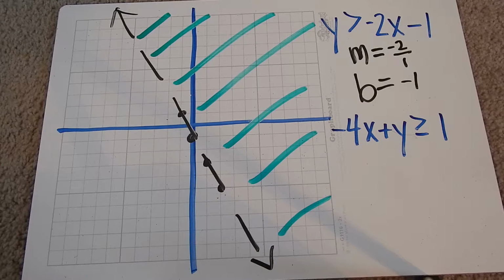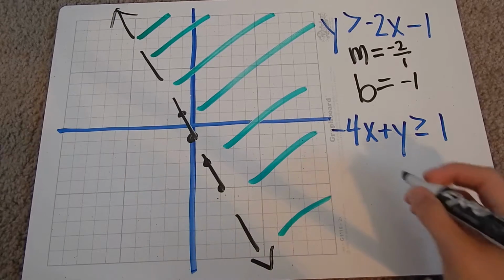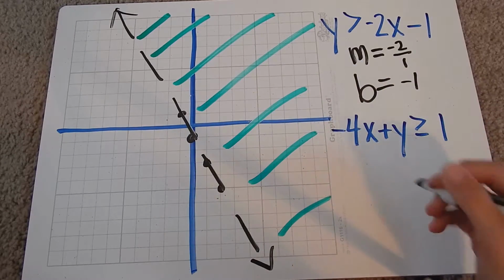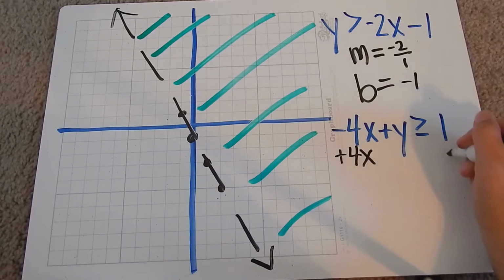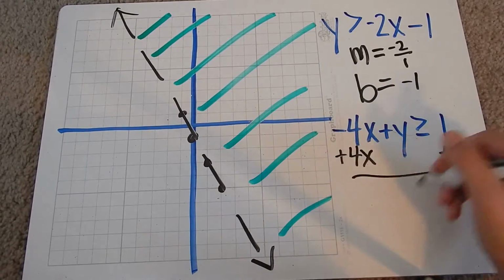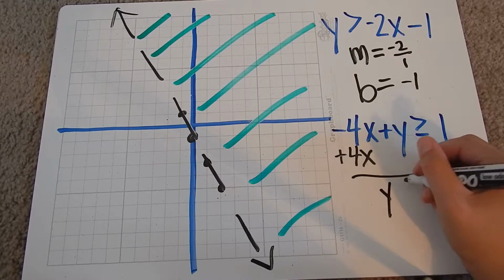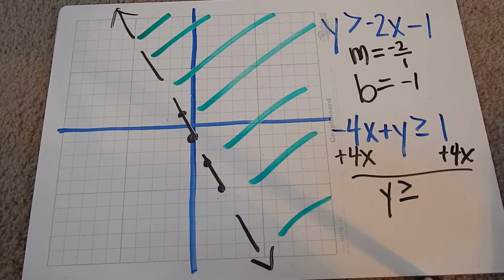Now it's time for the next line. The next line is -4x plus y is greater than or equal to 1. Well, this one we can't automatically recognize our slope and intercept because it's not in proper form. So we need to get y by itself. The first thing I need to do to get y by itself is to move the x to the other side. So I'm going to add 4x to both sides. Adding and subtracting doesn't mess with your sign, so it's going to stay greater than or equal to.